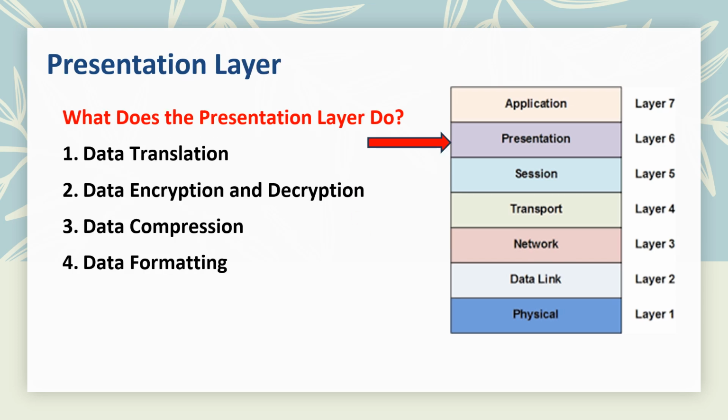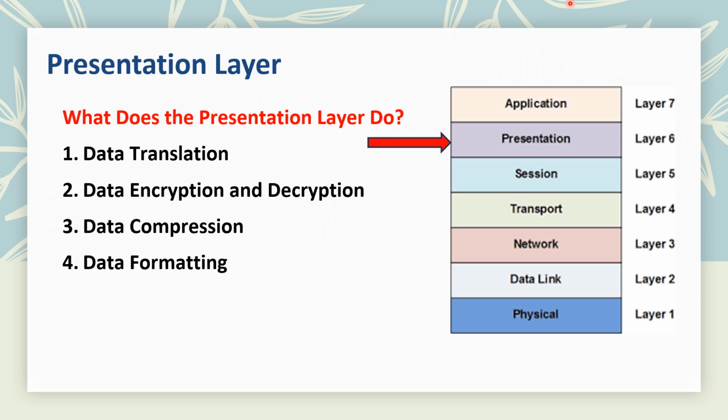The presentation layer is responsible for translating data between the application layer and the network layer. It acts like a translator, ensuring that data is in the correct format for communication between devices. What does the presentation layer do? It converts data from one format to another so that different devices and applications can understand it.